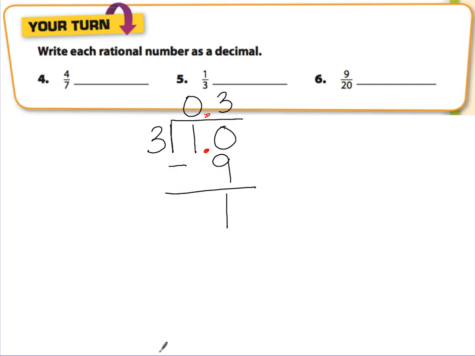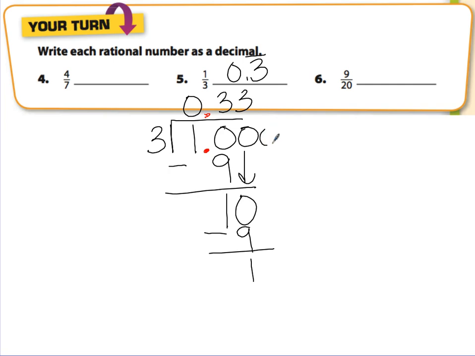Well, I'm going to keep adding these zeros and getting 10. 3 is always going to go into 10 3 times. So what I should notice right away is that this is going to repeat. And it is going to be 0 and 3/10 repeating.